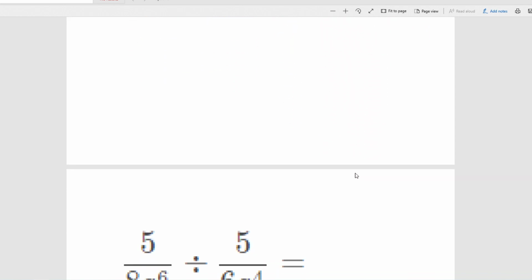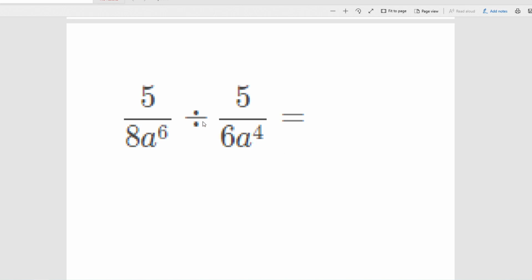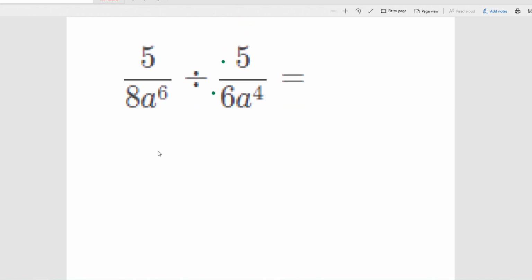I'm going to do one division problem as well. Division problem, remember, you do need to flip these two and then multiply, so I want you to rewrite it. So 5 over 8a to the 6th times, you're going to rewrite it as a multiplication, so 6a to the 4th over 5. Some people start simplifying beforehand, so like realizing that these two 5's can simplify because they're already going to be a factor on the top and bottom. I'm going to do that. You don't have to. You can simplify at the end.